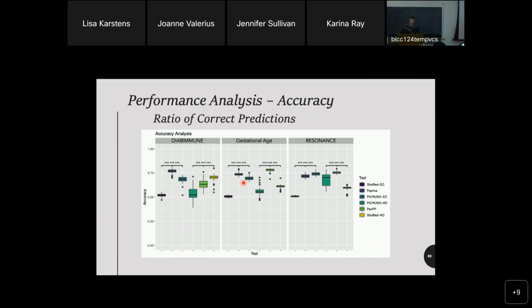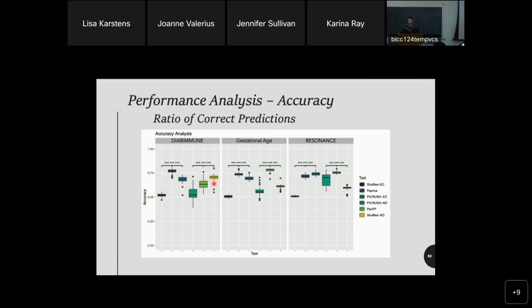Next, we can take a look at accuracy analysis. We observed some varying trends in accuracy across the different cohorts. So we'll start by looking at the DIABIMMUNE cohort. In this cohort, we see that Paprika exhibits significantly greater accuracy than PICRUSt2 in terms of EC numbers. And since both tools exhibited significantly greater accuracy than the shuffled null data set, we can assume that this finding is biologically relevant.